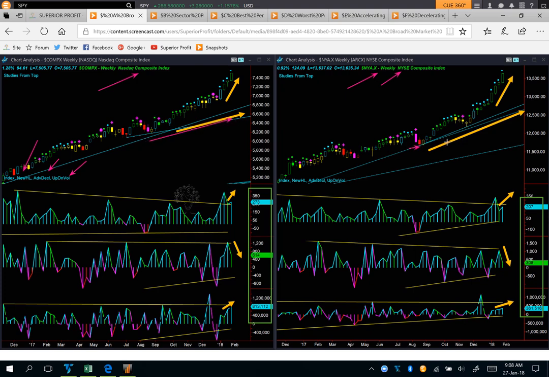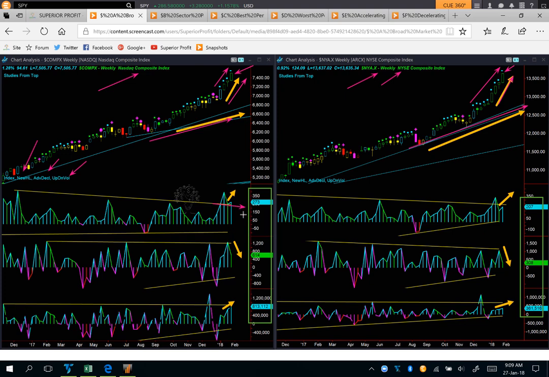NASDAQ and NYSE both were in uptrend for a long time, and in this year 2018, for the last 4 weeks, the uptrend has become stronger. NYSE is overbought for many weeks and NASDAQ is also overbought. This week we had very bullish shape weekly candles for both NASDAQ and NYSE.